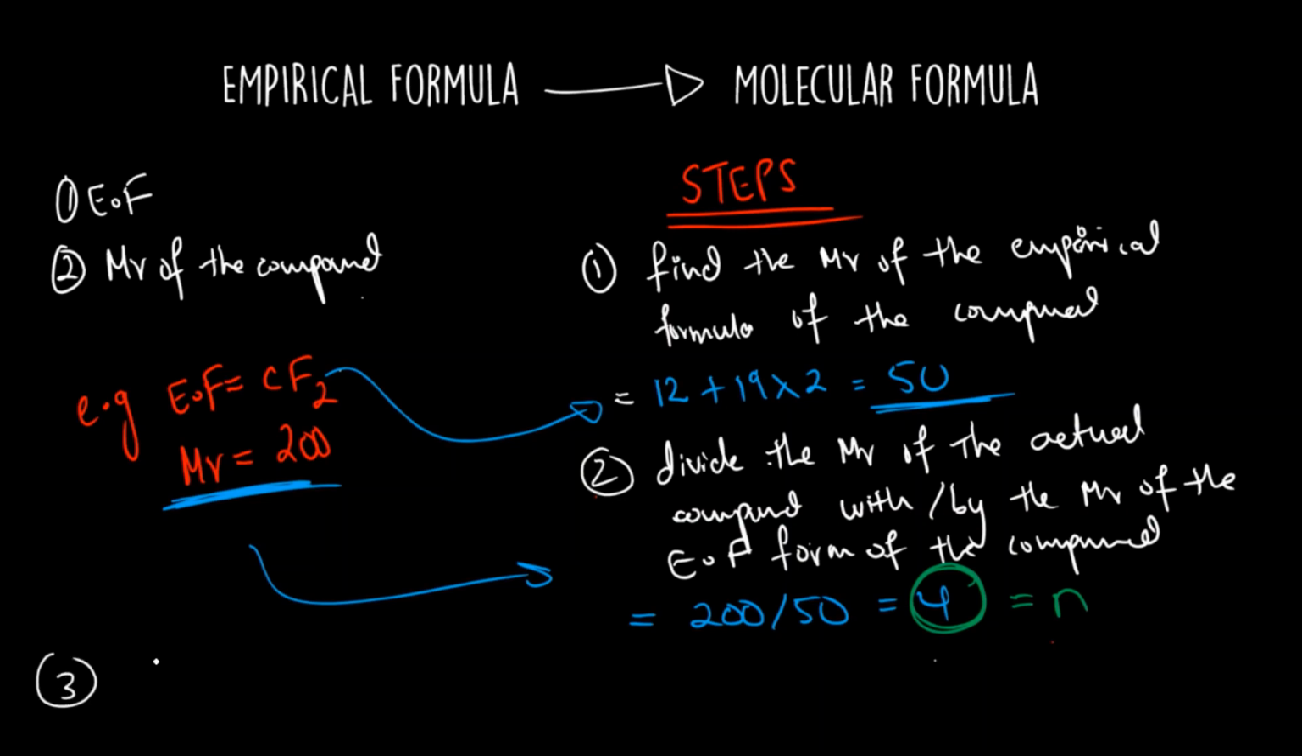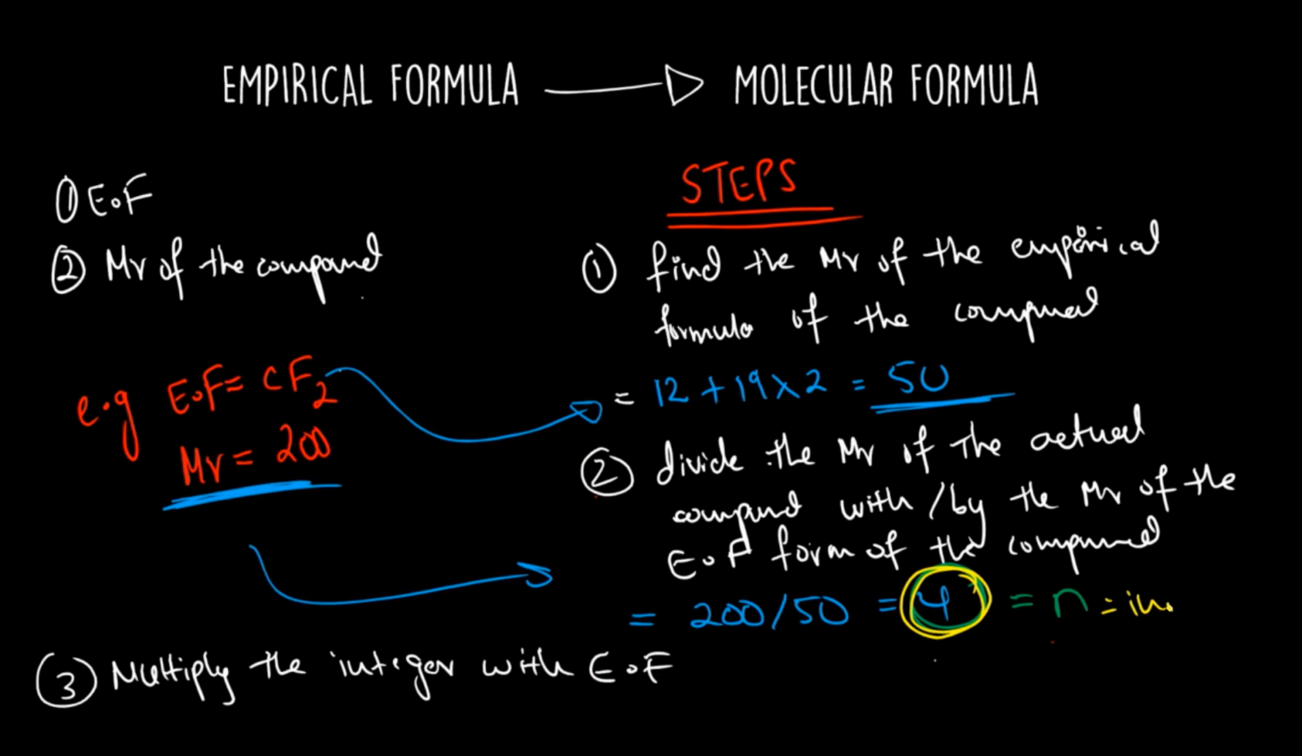The third step is multiply the integer with the empirical formula. Remember, the number you will get by dividing the molecular mass of the actual compound by the molecular mass of the empirical form will always be an integer. It will always be an integer. If it is not, you definitely did something wrong, and most probably it is the first step.